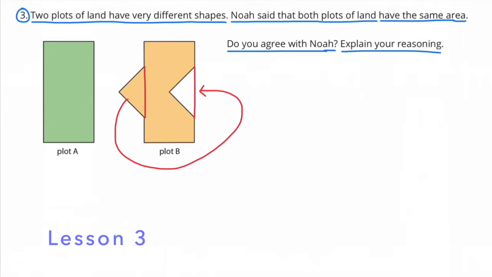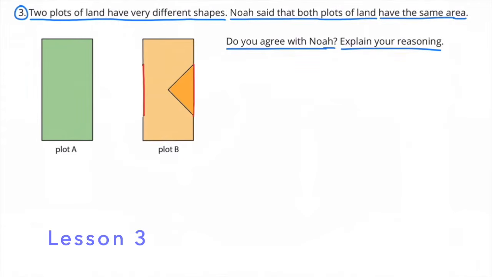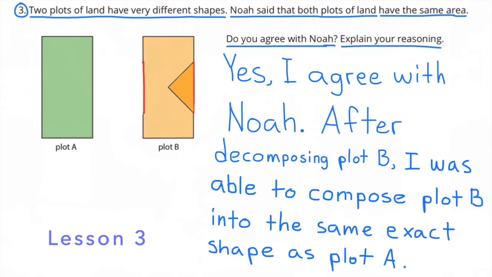Number 3. 2 plots of land have very different shapes. Noah said that both plots of land have the same area. Do you agree with Noah? Explain your reasoning. Yes, I agree with Noah. After decomposing plot B, I was able to compose plot B into the same exact shape as plot A.